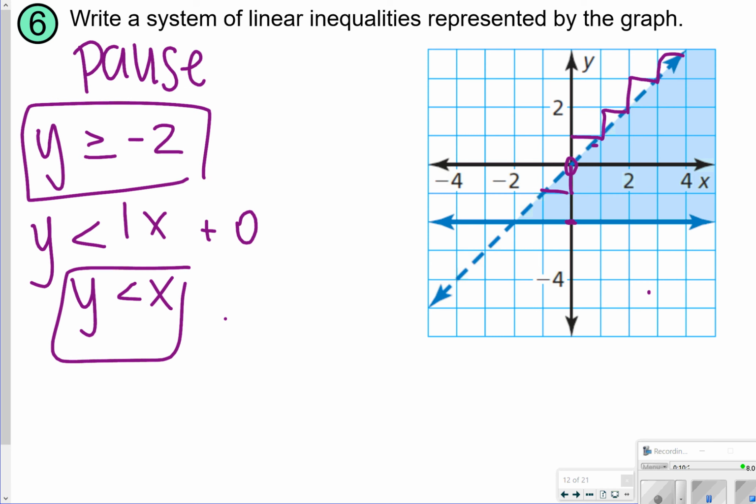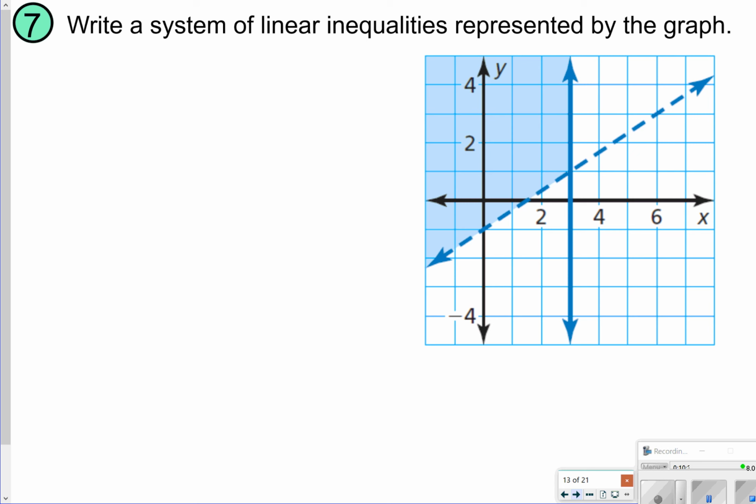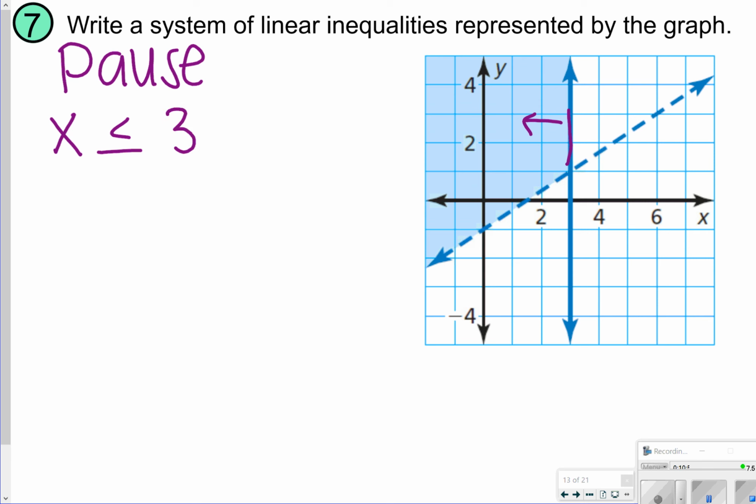Okay, let's go ahead and try the last one in your notes. Again, writing the system of linear inequalities. Let's go ahead and pause so you can try by yourself, and then once you're done, click play. So for this one, we have an x value, x, and then it is a less than or equal to graph because this is a solid line and it's graphing everything to the left, and then it's at the number 3. So we'll say the first one is x is less than or equal to 3.